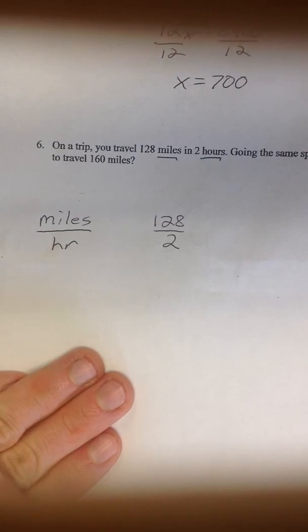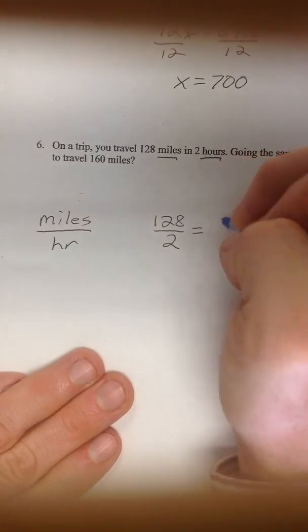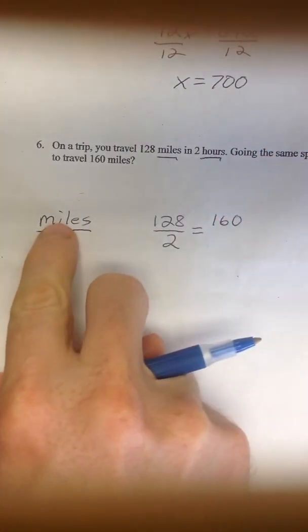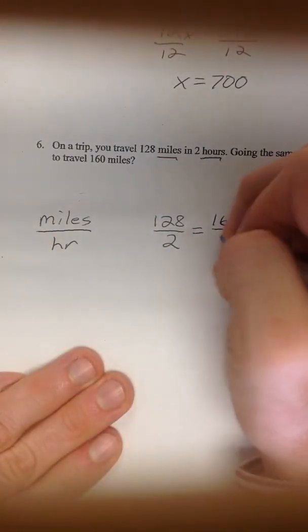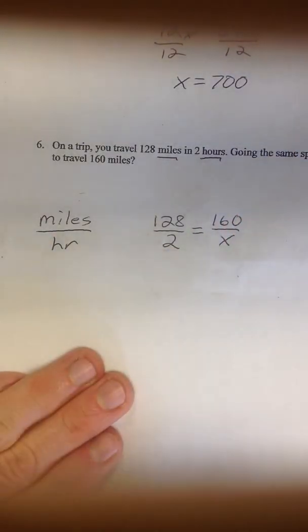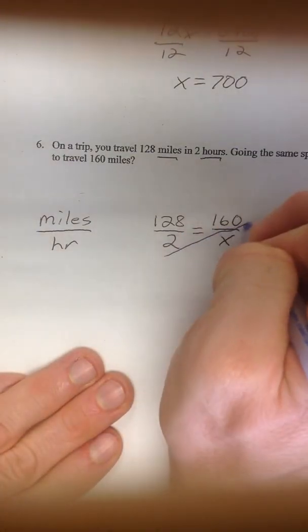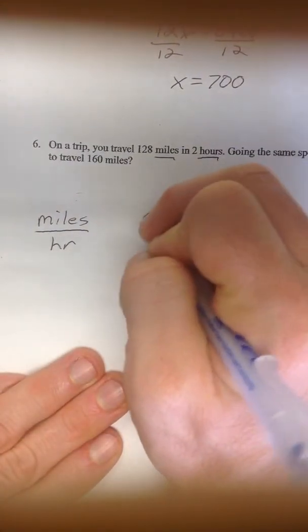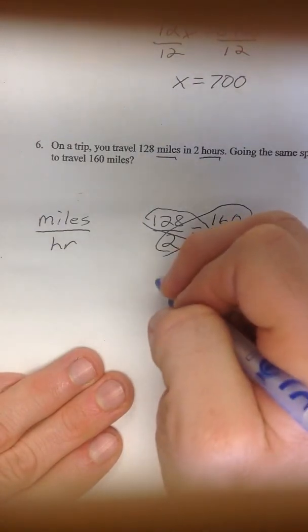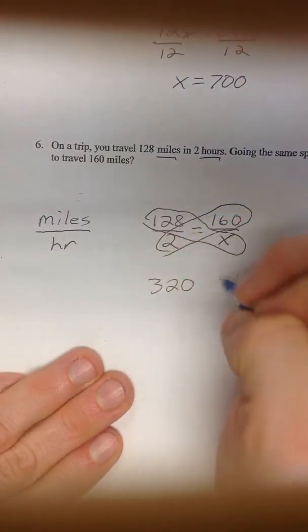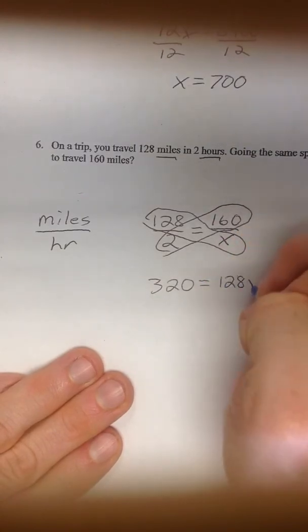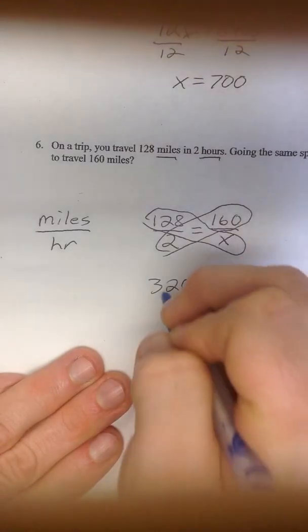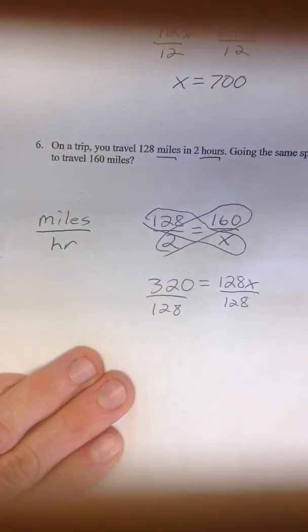The next part says how long will it take to travel 160 miles? All right, so 160 is referring to miles, so that goes on top. Miles, miles, hours, hours, and then the x is also going to be hours because that's how long we're traveling for. Once you have this set up, we're just cross-multiplying. 160 times 2 is 320. 128 times x is 128x. Divide both sides by 128.